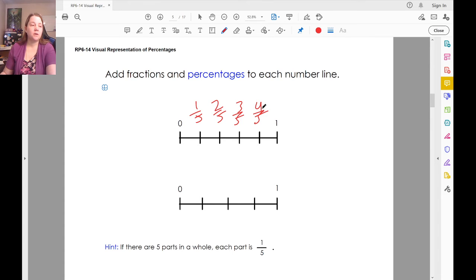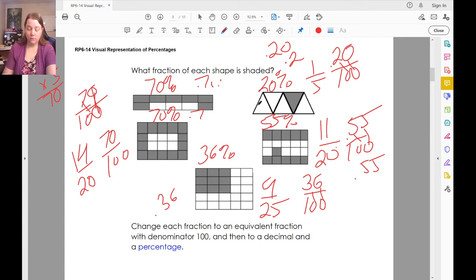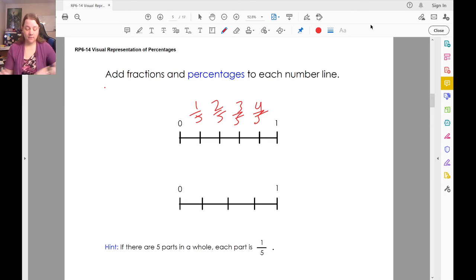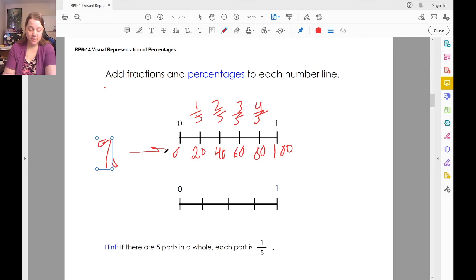And from our work over here, we know that 1/5 is the same as 20%. So let's go ahead and put 20% here. 2/5, 40, 3/5, 60, 4/5, 80. This would be 100% here and 0% here. Why am I not putting the percentage sign? Because we're not going to be able to read it if I do.